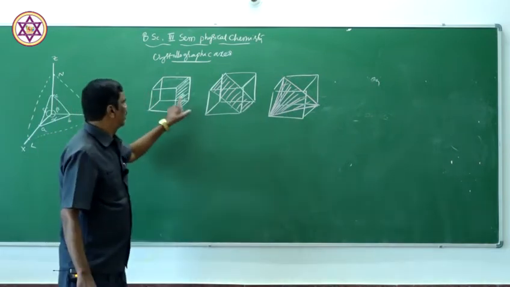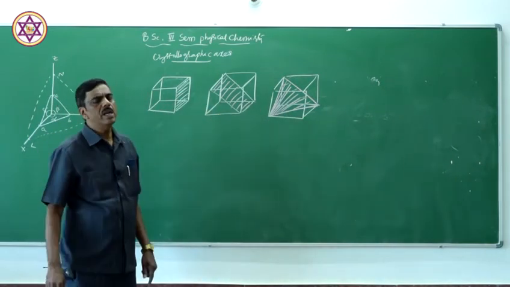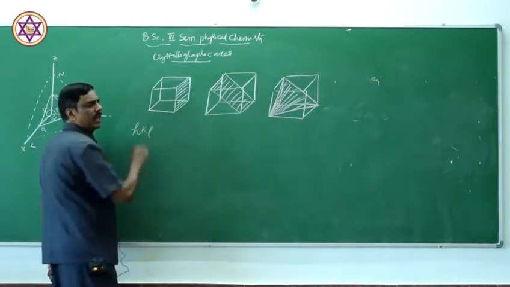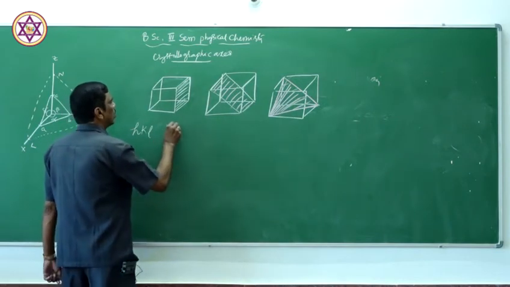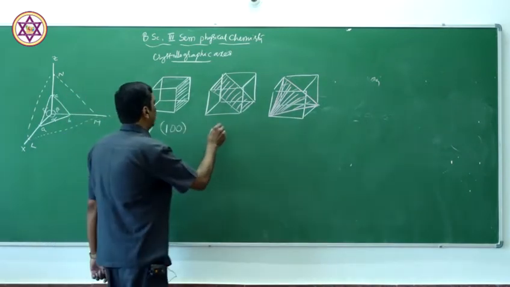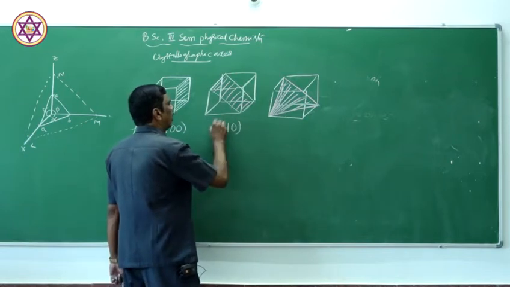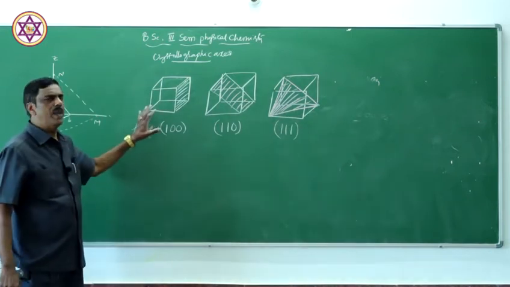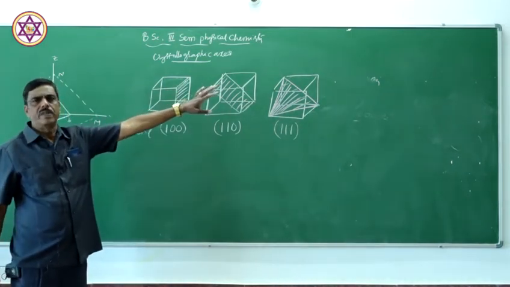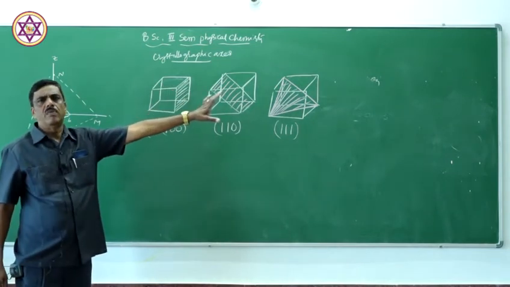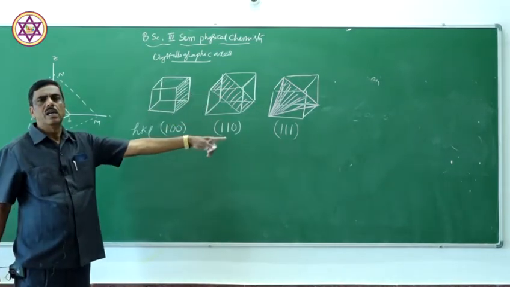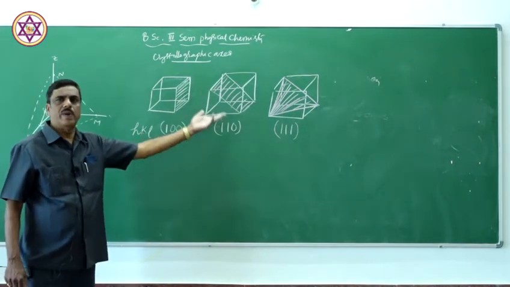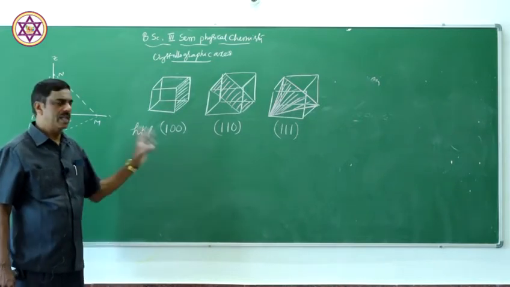these planes of this cube can be represented by either Weiss indices or Miller indices. Miller indices HKL for this plane is 100. For this plane 110. For this plane 111. So this is the representation of Miller indices. So plane of any geometrical shape, any geometry of the crystal can be represented by Miller indices. So if you know the Miller indices, we can identify the plane present in the crystal.